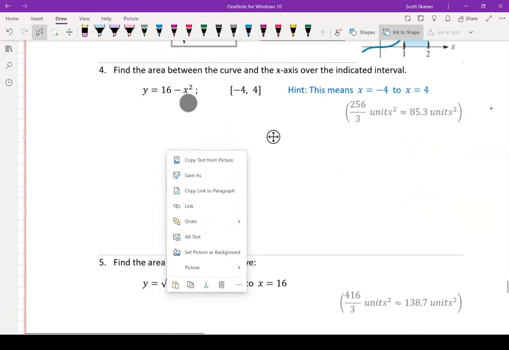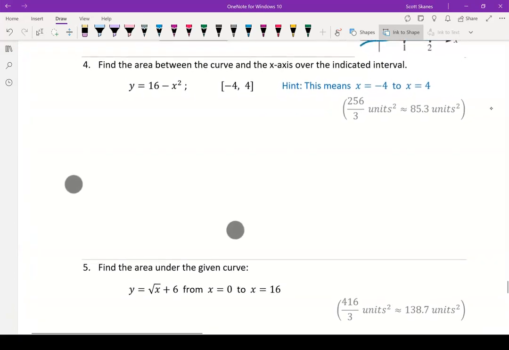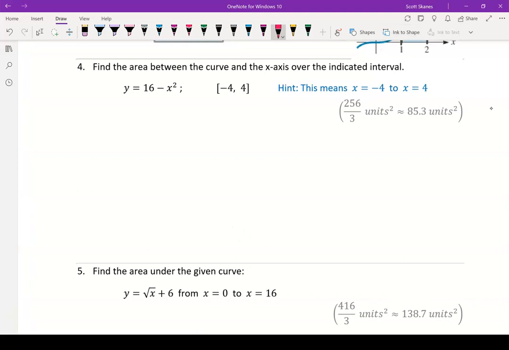Moving on. Find the area between the curve and the x-axis over the indicated interval. The only real trick in this question is we're going to have a negative for one of the x values that we substitute in. So just be really careful with your brackets. I've written this in the answer key, but I'll add it here. So you want to use brackets when substituting in a negative.